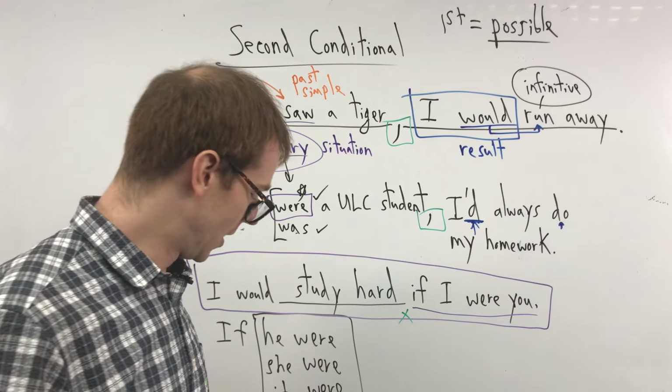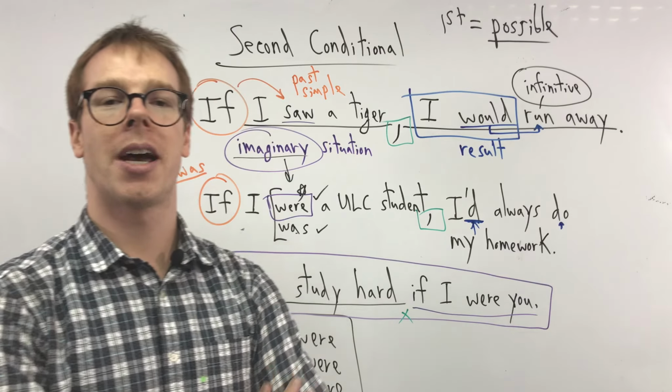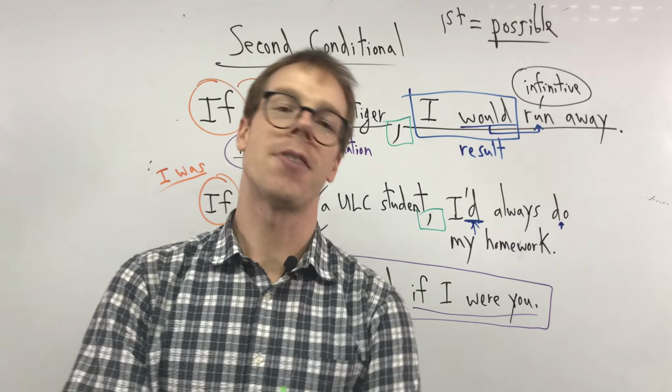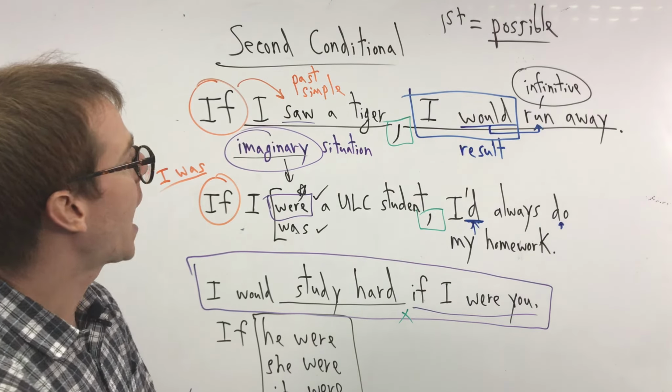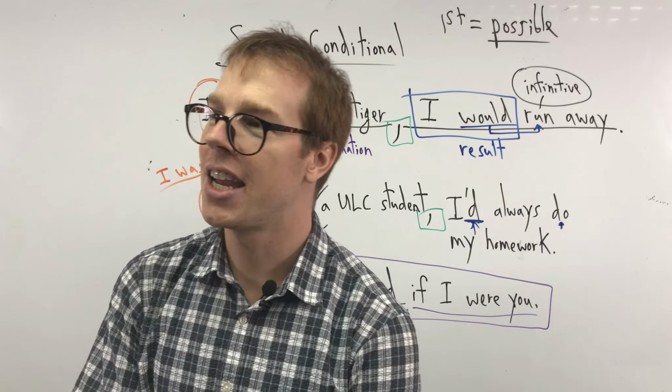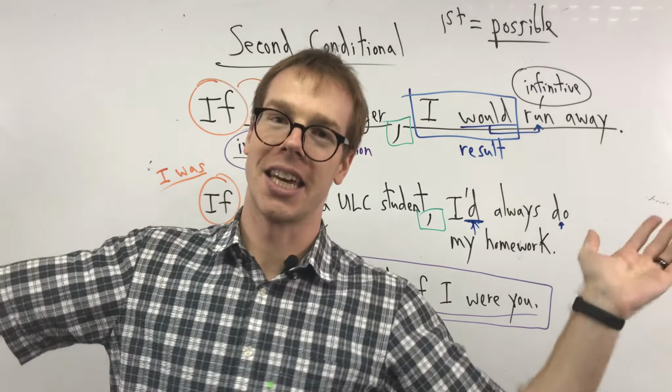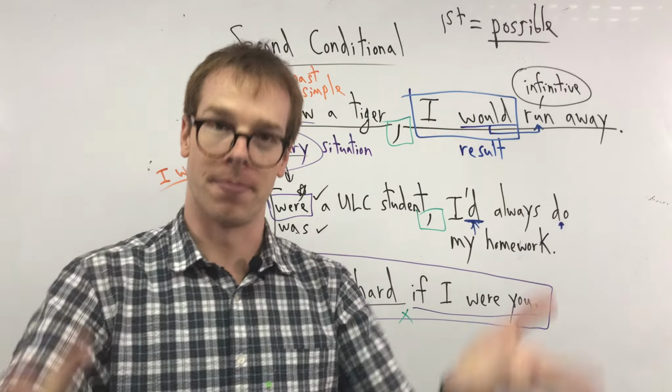All right? So use your imagination. You can say, if I were rich, if I had wings, if I could speak English perfectly, I would.